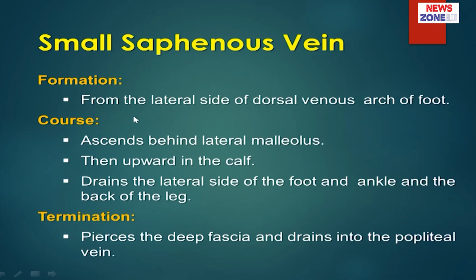The small saphenous vein starts from the lateral side of the dorsal venous arch. It ascends behind the lateral malleolus, then it goes upwards in the calf and drains the lateral side of the foot and the ankle, the back of the leg. It will terminate by piercing the deep fascia and draining into the popliteal vein.